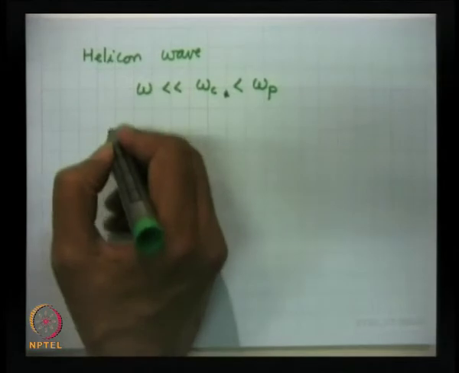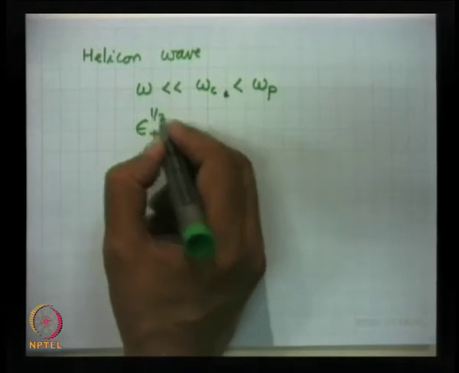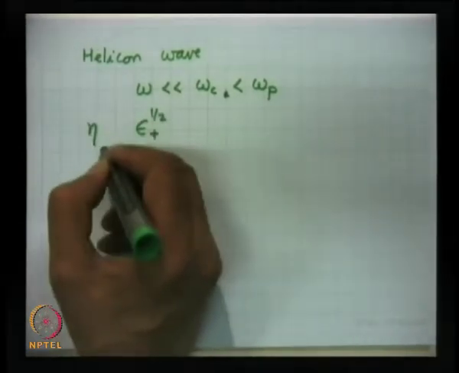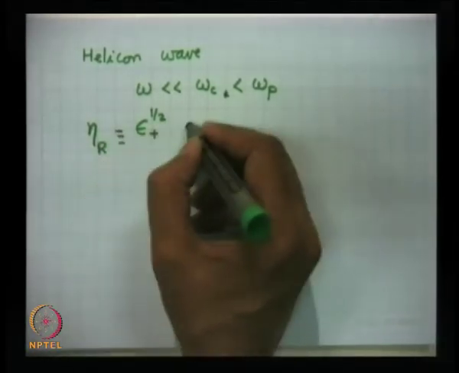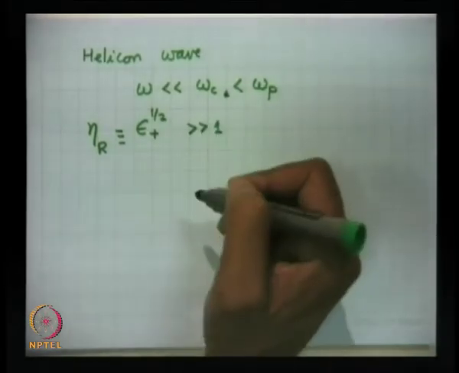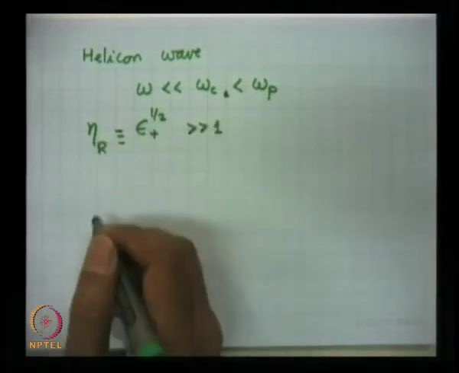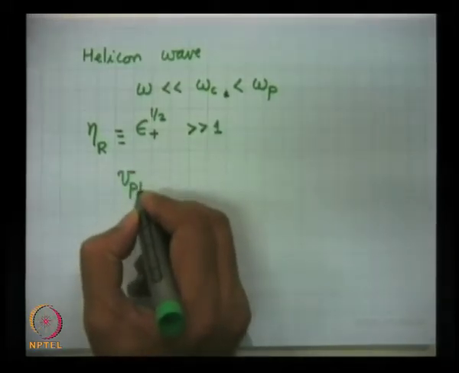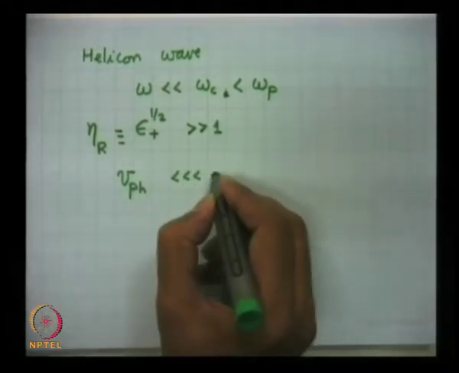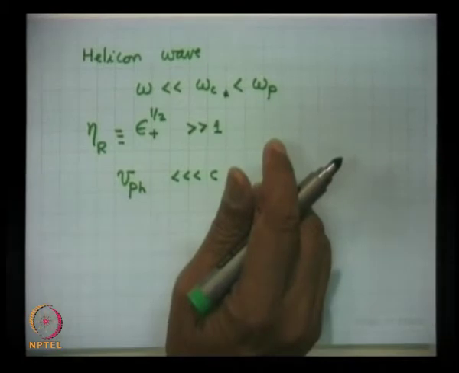So k is very large because epsilon plus is very large. The square root of this quantity, which is called the refractive index of the right hand circularly polarized wave, is much bigger than 1. This can be 10^4, 10^5. So these waves travel with a very low velocity. You can make the phase velocity of these waves much less than c, and you can employ these waves for diagnostics, like measuring the effective mass of electrons inside a metal.